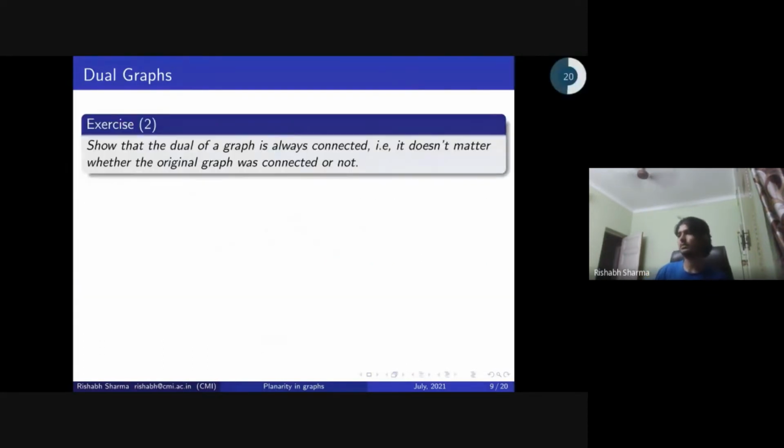So let's move on. Another exercise would be to show that the dual of a graph always remains connected. In the sense that it doesn't matter if the original graph is connected or not, the resulting dual graph will always be connected. So I want you guys to try this for 1 minute and let me know if you have any ideas.